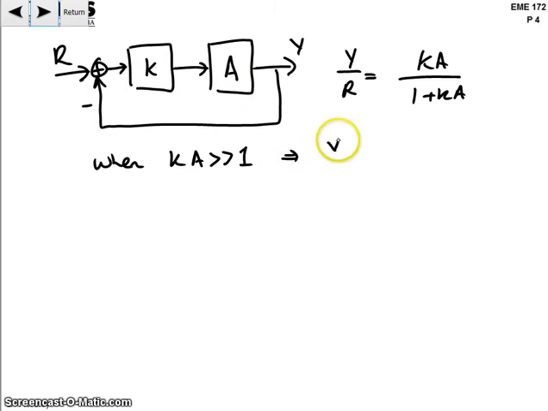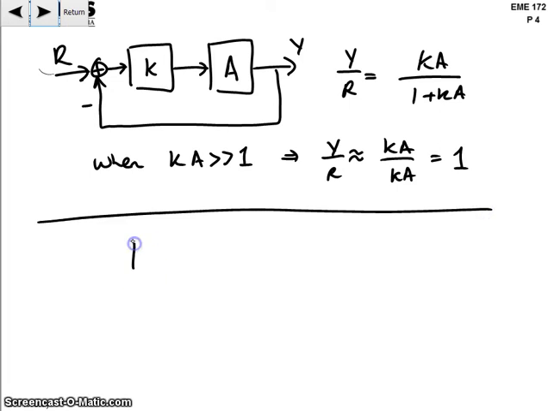Then we could write that y over r is more or less equal to ka over ka, which is 1, okay? So if the product of the controller gain and the plant gain are much bigger than 1, then this transfer function looks like a 1, which is what we want, right? We're going to put in a reference input, and we want y to be exactly equal to r. Now, if we have the feedback system, this is not true.